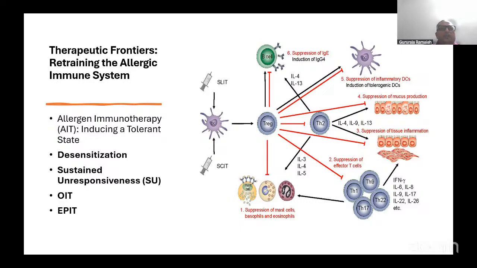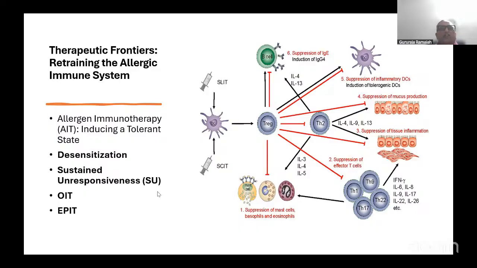There are two terms we should understand: desensitization and sustained unresponsiveness. Desensitization refers to a temporary increase in the amount of allergen a patient can tolerate without reacting, a state that is dependent on continuous ongoing administration of the allergen. This provides a crucial safety buffer against accidental exposure, but is not considered a cure.